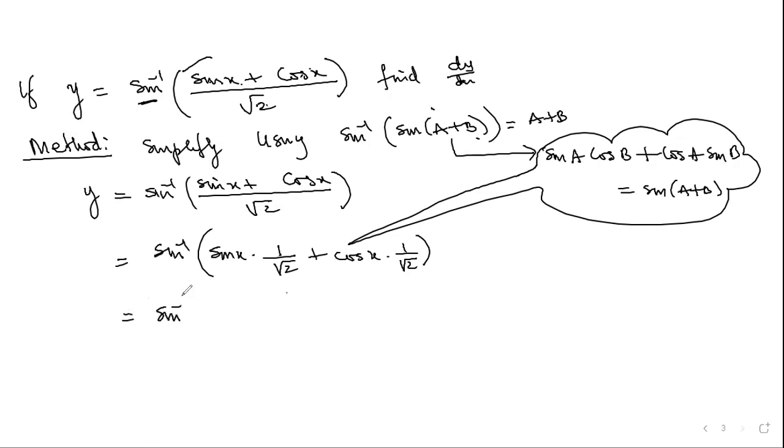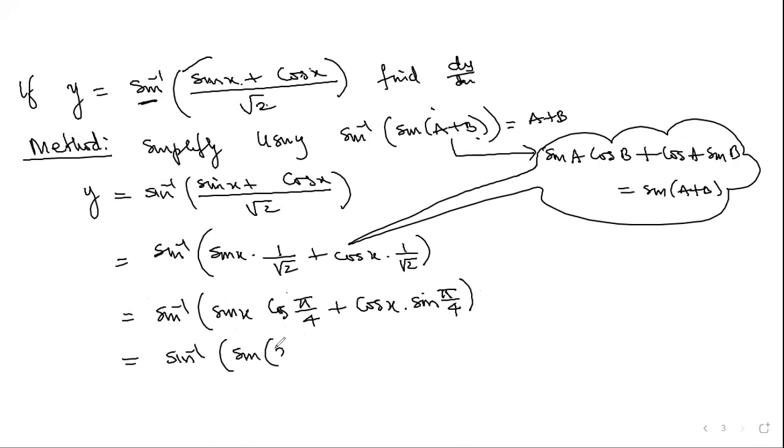Then what will we do after this? This 1 by root 2, how will you write it? Cos pi by 4, because we need cos for the second term, cos x into sine pi by 4. So that this will become sine inverse of sine of x plus pi by 4. Now sine inverse and sine will get cancelled, so we can write x plus pi by 4. Then differentiating.